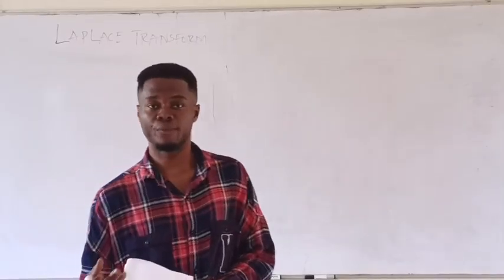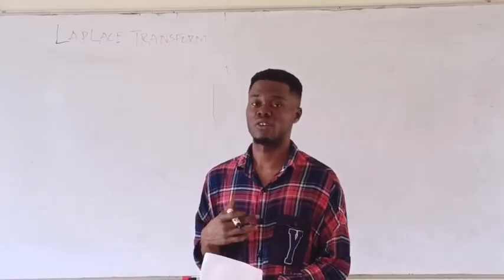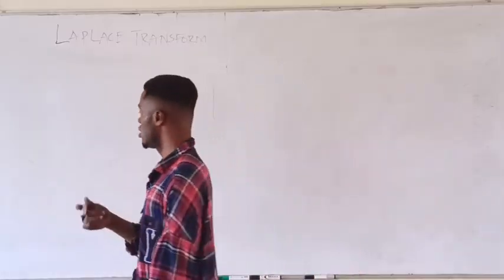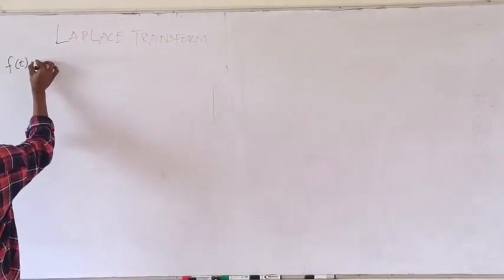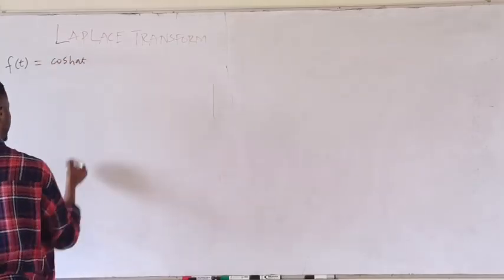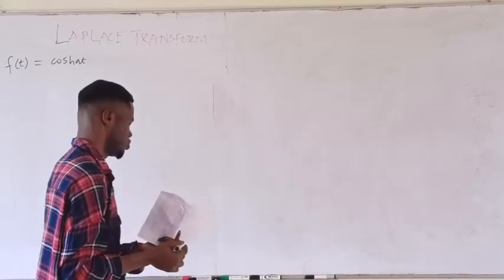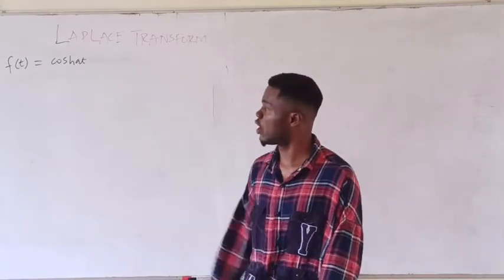So as I was saying, we are going to go through the last Laplace, which is the Laplace of a hyperbolic function. Okay. In this situation, let's assume that f of t is equal to cosh at.